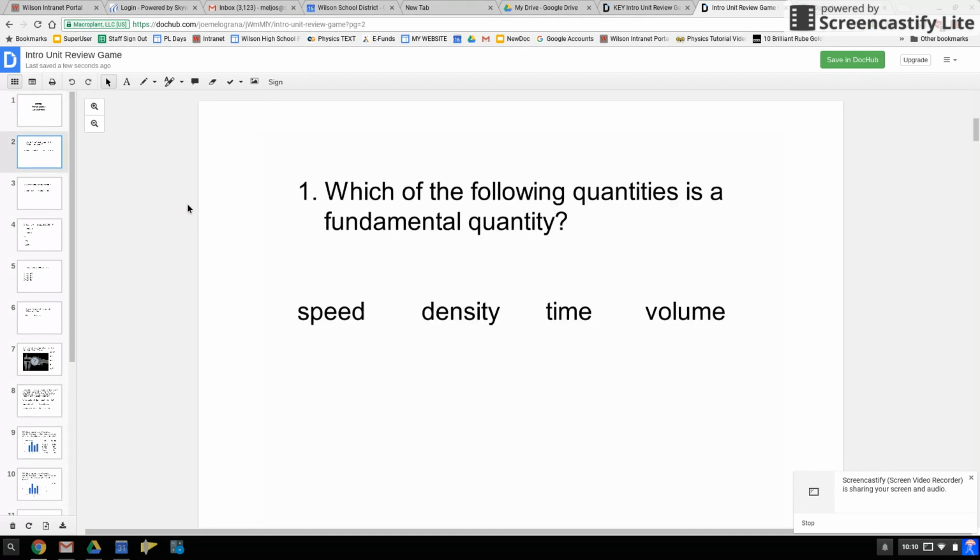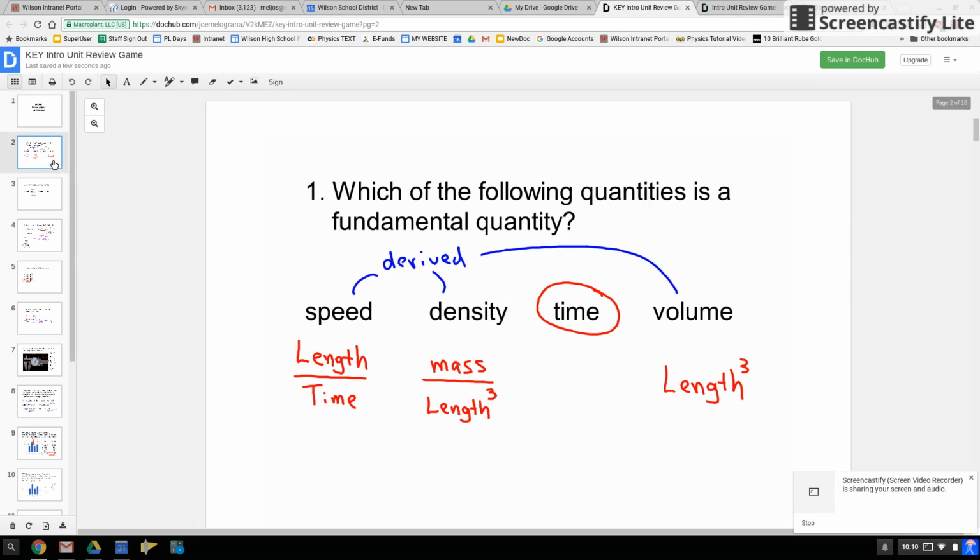Okay. First question, which of the following quantities is a fundamental quantity? It would be time, right? Notice the other three are all derived quantities. There's some combination of the fundamentals of length, time, and mass, right? Specifically, speed is length over time, density is mass over length cubed, and volume is length cubed.